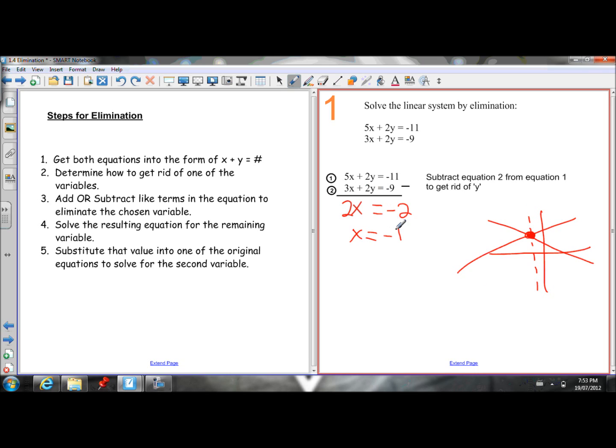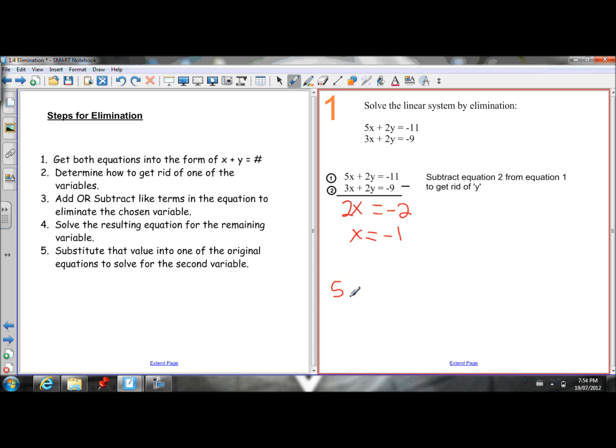Okay? So all I have to do now is plug in negative 1 for x into either of the original equations. Okay? So plug in that negative 1 for that x or for that x, and I'm good. Okay? I can then solve for y and determine the y coordinate of the point of intersection. Okay? So let's go ahead and do that. Substitute it into either the first or the second. I'm going to sub it into the first.